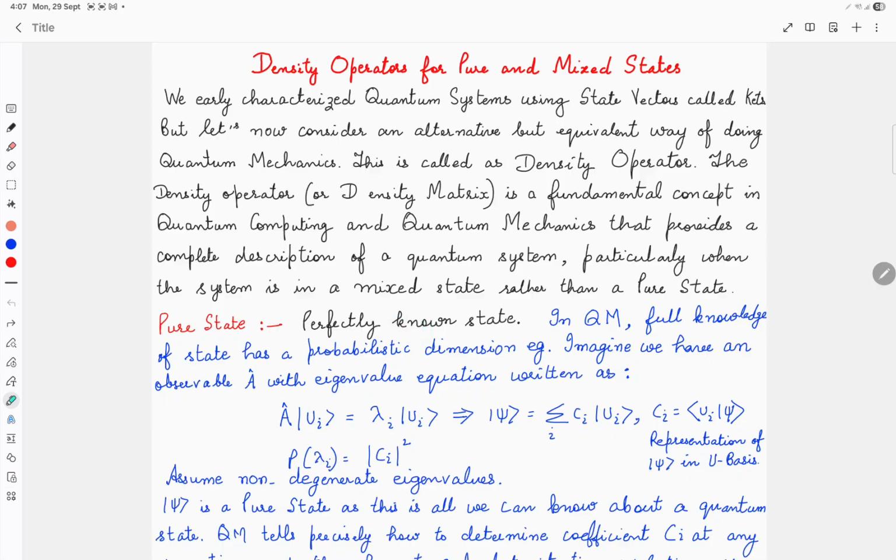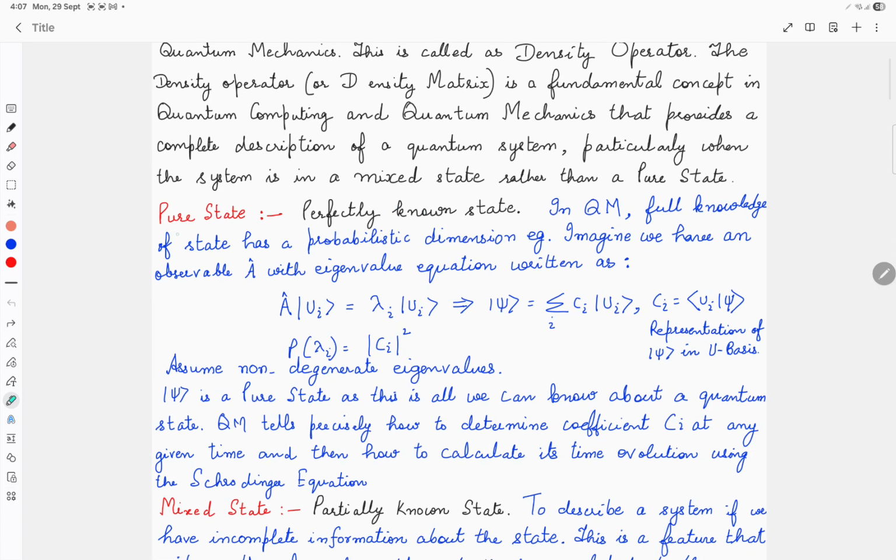Before we move forward, let us discuss briefly the pure and the mixed state. We have already covered this in one of the videos, but let us briefly discuss what a pure state is and what a mixed state is. A pure state is a state of the quantum system in which the state of the system is perfectly known. In quantum mechanics, full knowledge of the state has a probabilistic dimension.